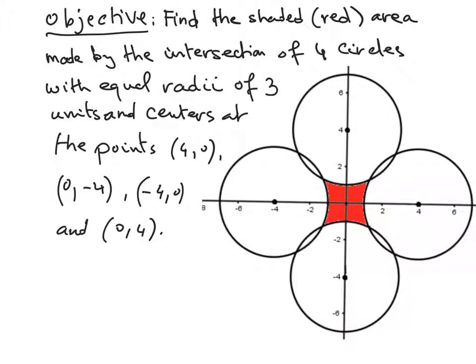Now, the first thing to notice is that the shape is symmetric with respect to the x-axis, to the y-axis, and also to the origin. So, let's start. We first note that there are 4 points here that make a square. We draw the square.